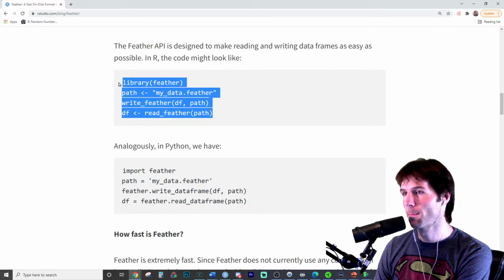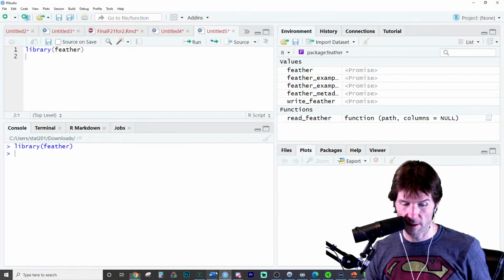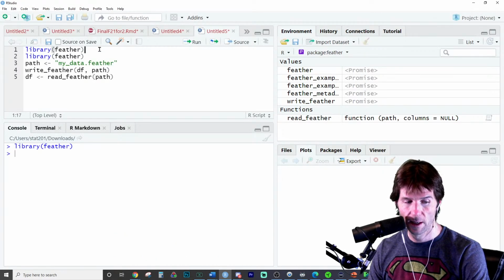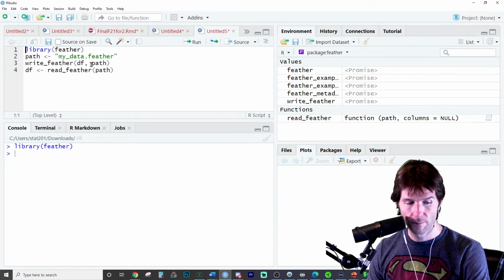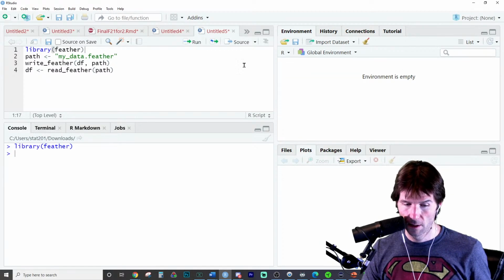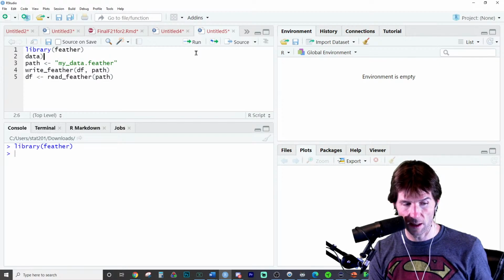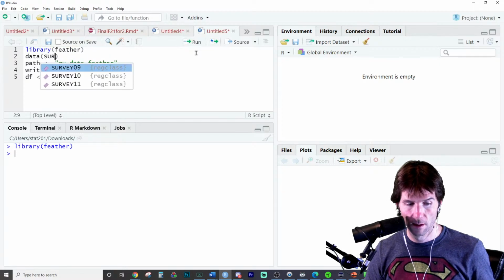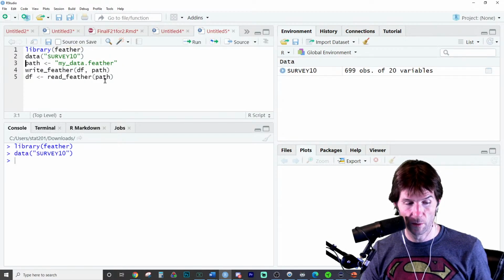So they're saying, I'm going to take this. I'm going to try this real quick. I want to take a look at this. Connor suggested I try this out. So that's the pathway we're writing to. Let's go ahead and try this out. We don't have any data, so let's go to data, like we've loaded up survey 10. And that's the path we're storing to.